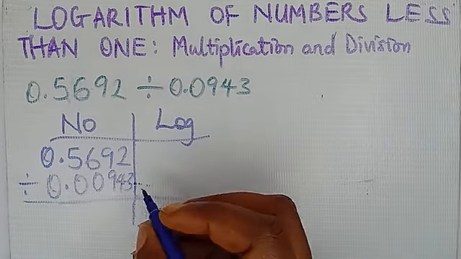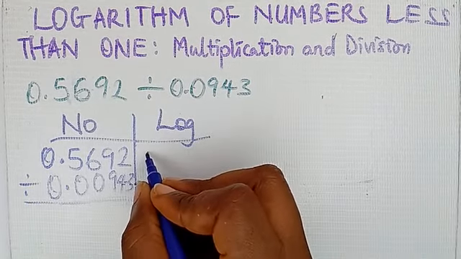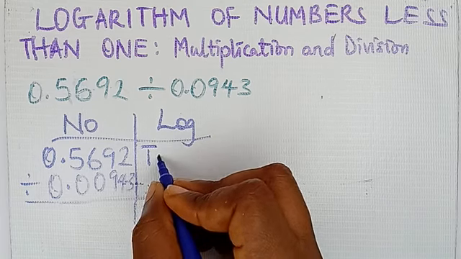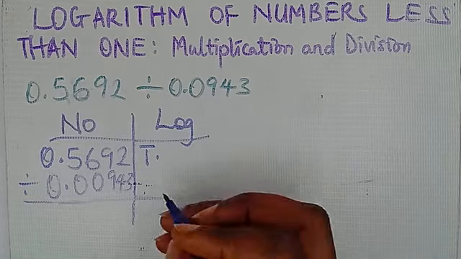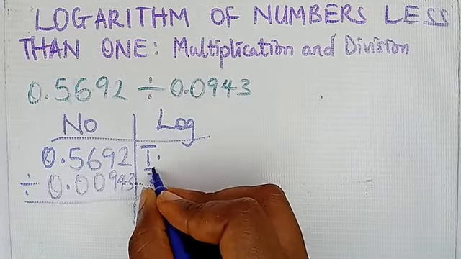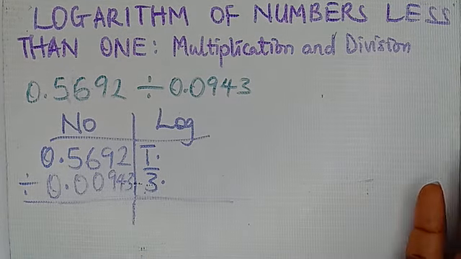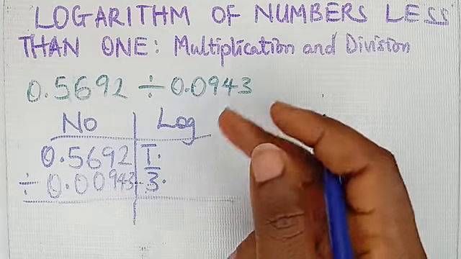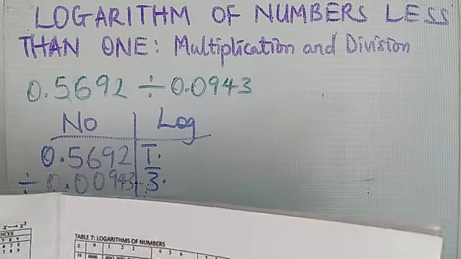Before we go over to the log tables, we have to write down the whole number part of their log values. Here we have just 1 zero before the first non-zero number, so we have bar 1. Here we have 3 zeros before the first non-zero number, so we have bar 3. Very, very easy to find the whole number part of the log of the numbers.